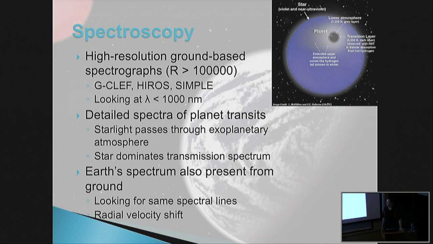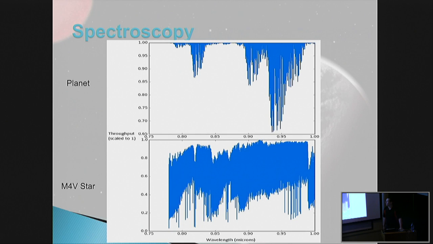Since I'll be looking at Earth twin planets, I'll be seeing the exact same spectral lines. So the only way we can see them is through radial velocity shifts from the system. Here's an example of the simulation spectra I use. The top is a telluric spectrum from the Earth. And there's also a very small spectrum of the exoplanet itself, but it's a factor of 10 to the 5 smaller than the Earth. And then the sample spectrum for an M4V red dwarf star, which is the star I'll be using for my simulation system.